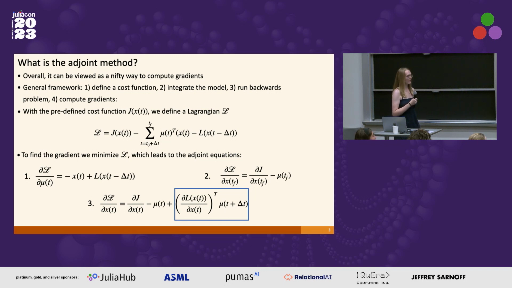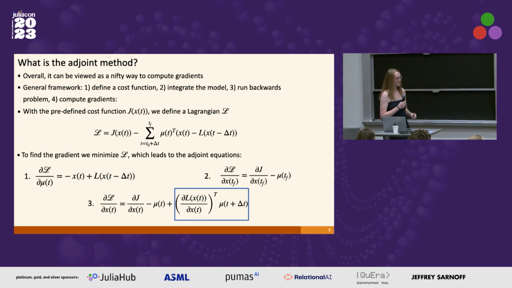This leads to something called the adjoint equations. The first equation I have is the derivative of L with respect to my adjoint variable. Setting this equal to 0 and solving for my state x of t returns to me my model equation, so this is really just the integrator. The second adjoint equation I have is the derivative of L with respect to the final state of the system. Setting this equal to 0 defines for me an initial adjoint variable. I say initial loosely because this adjoint variable is technically defined at the final time step. And so this is going to start for us this backwards problem. The final adjoint equation I have is a relationship between mu of t and mu of t plus delta t. And so this is going to be how we actually propagate these adjoint variables backwards in time. So this is the backwards problem of the adjoint method.